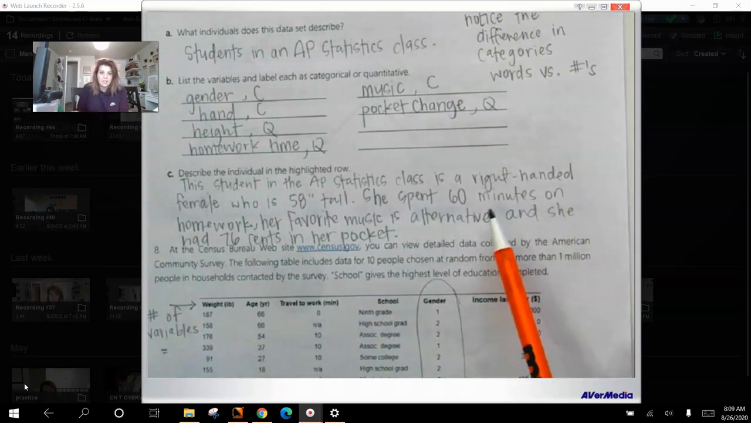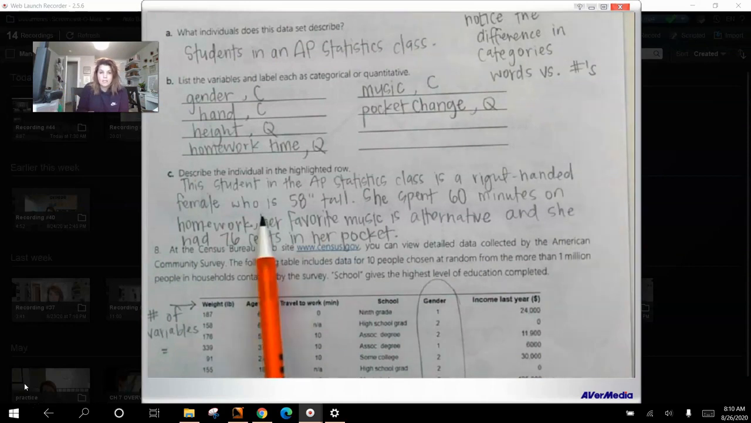My response is more of a paragraph with full sentences and grammatically correct. Either one is fine. You may want to write mine down just so that you have a reference of how you could have written it. But either way, like I said, would earn you full credit. So how I wrote it was, this student in the AP statistics class is a right-handed female who is 58 inches tall. She spent 60 minutes on homework. Her favorite music is alternative, and she had 76 cents in her pocket. So that's using full sentences.